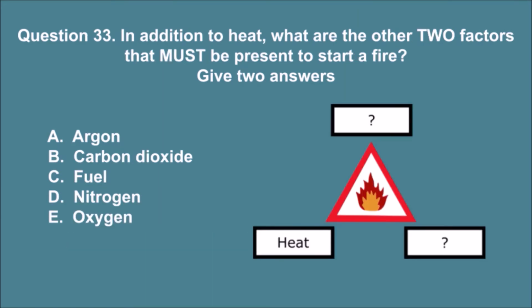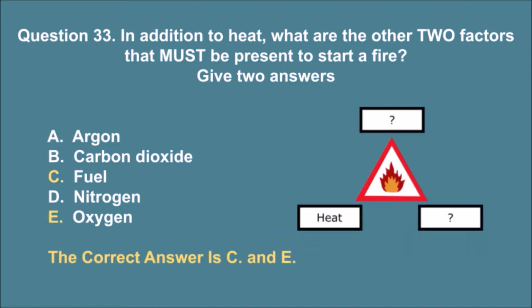Question 33. In addition to heat, what are the other two factors that must be present to start a fire? Give two answers. A. Argon. B. Carbon dioxide. C. Fuel. D. Nitrogen. E. Oxygen. The correct answer is C and E.